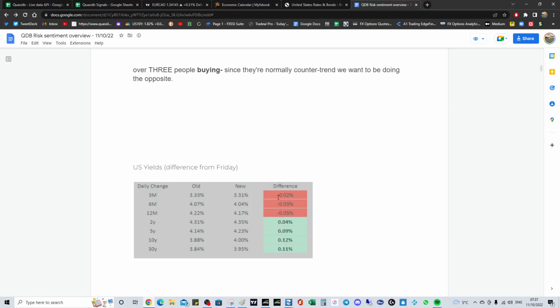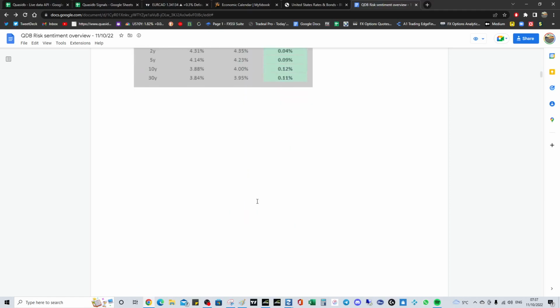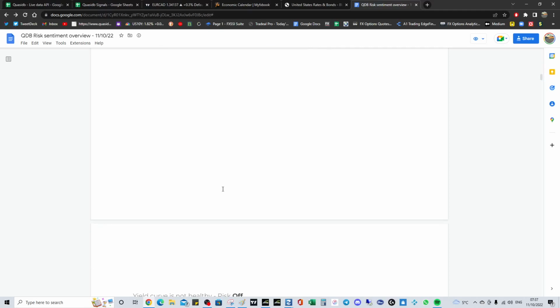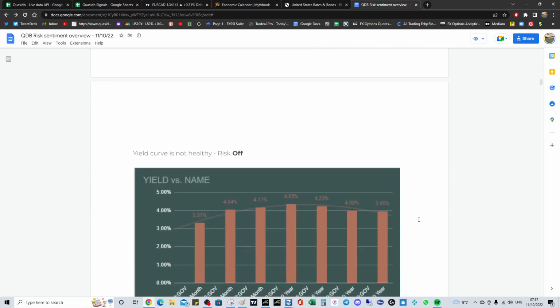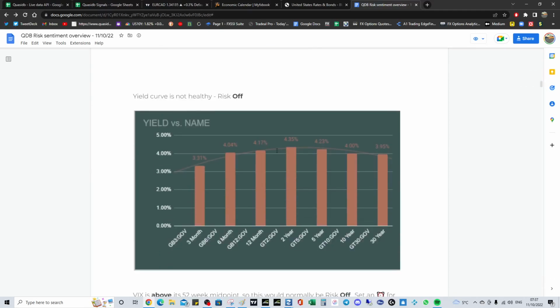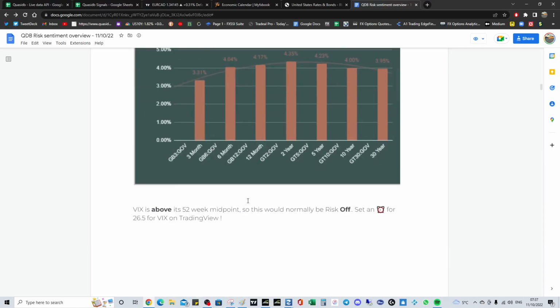So we'd want to see a continuation of this tomorrow, but I'm not sure what tomorrow is going to entail. We did have a 10 and a 2-year inversion. So that's possibly a good sign there. Those two had actually inverted, and now we've reverted. But these have to come down, the short dated yields. That's important. It's too high and it's risk off.